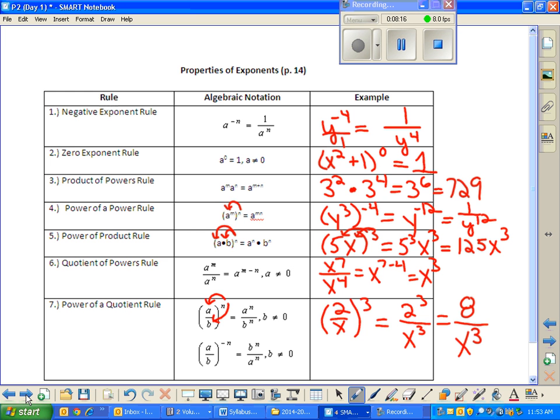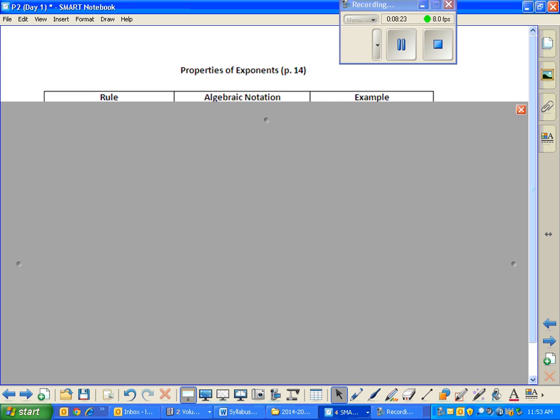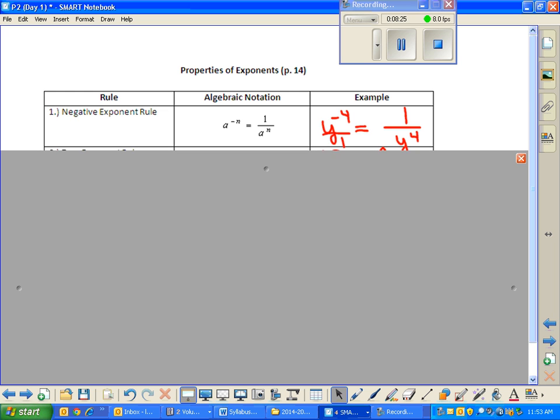Negative exponent rule. I feel like this is a lot of information, so I'm going to screen shade. I feel like your little eyes are searching the screen. Okay, so number 1 is the negative exponent rule. I call this one the upstairs downstairs rule.